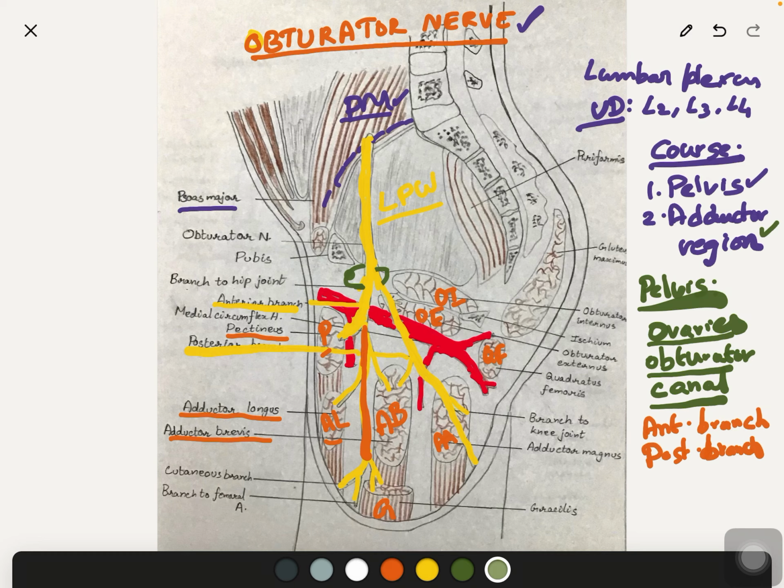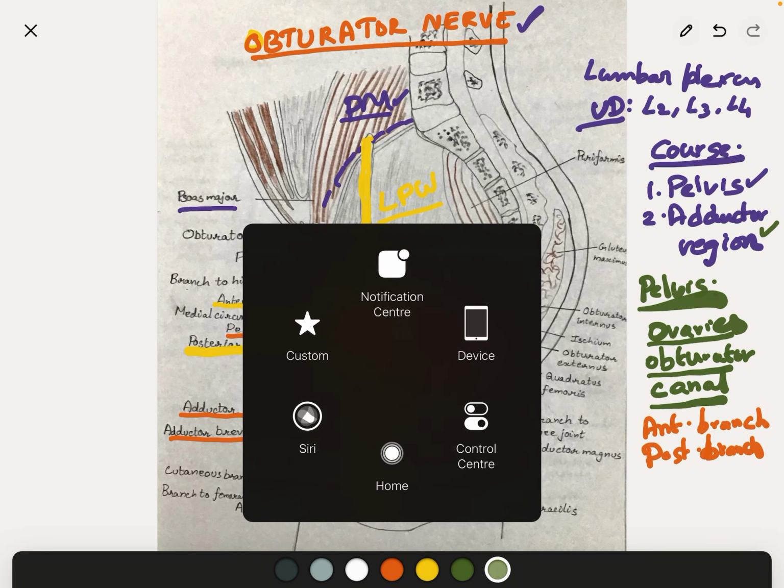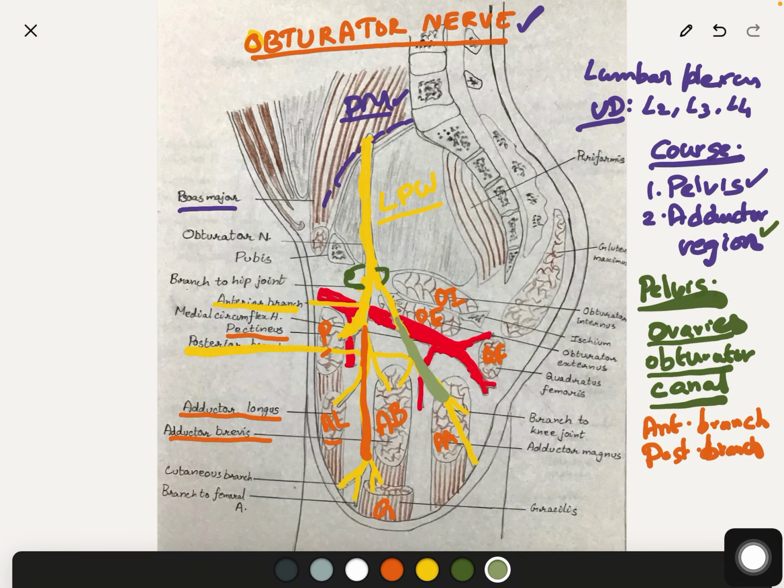The posterior division descends behind the adductor brevis muscle, and then in front of the adductor magnus muscle. So it is descending behind the adductor brevis and in front of the adductor magnus muscle. So that is the course of the posterior division.